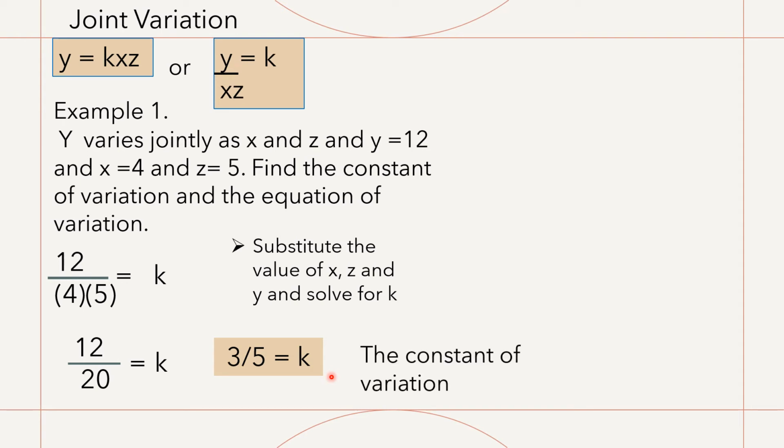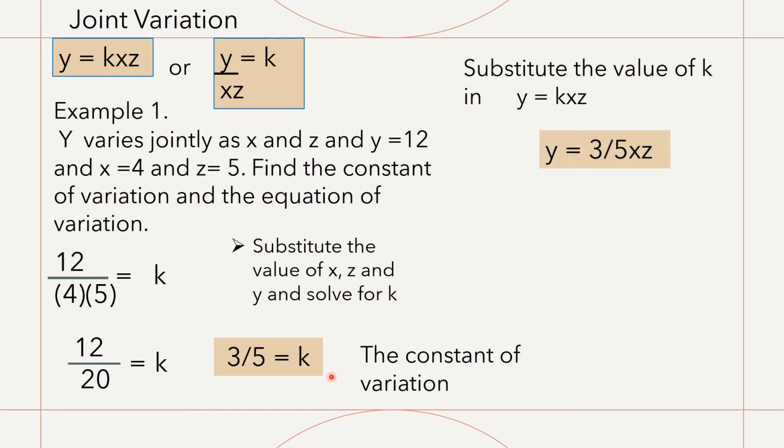The constant of variation. Next, substitute the value of k in y is equal to k x z in order to write the equation. So the equation is y is equal to 3/5 x z. That's it. Find the constant of variation and the equation of the variation. No need for you to solve for y. Hindi naman hinanap dito at hindi siya nagbigay ng panibagong values ng x and z.